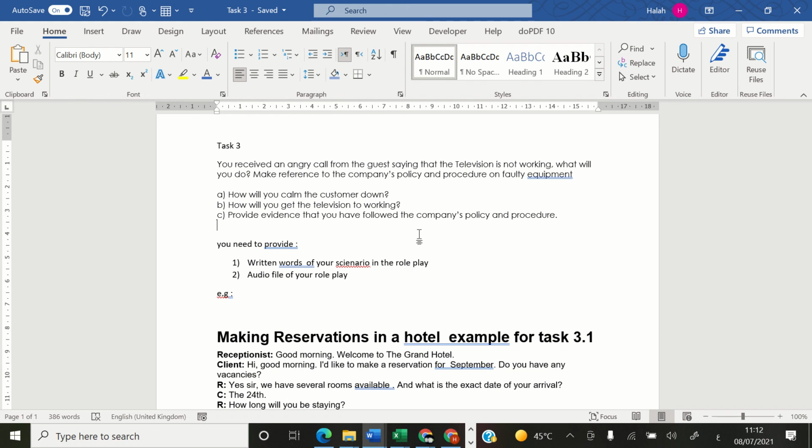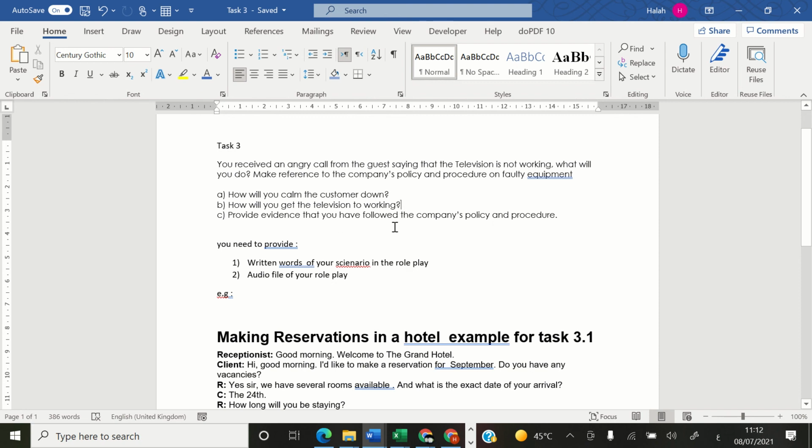So in case of any equipment that has a fault, you have to report the issue. You need to calm the customer. So this is what you have to answer in your scenario. How you will calm the customer, what you will say to him, how will you get the television to work? This is also another question you have to answer.